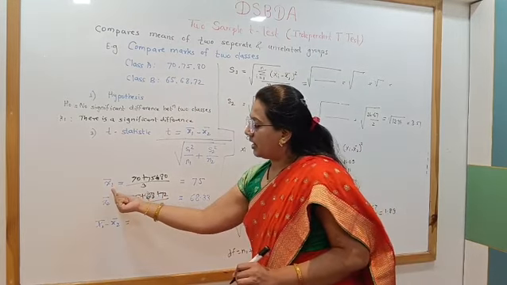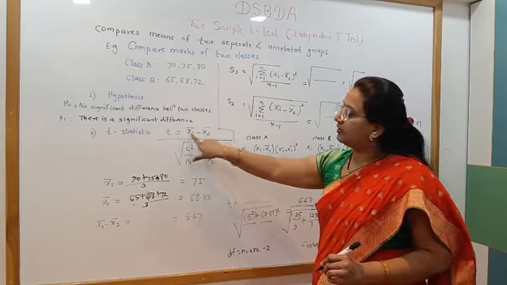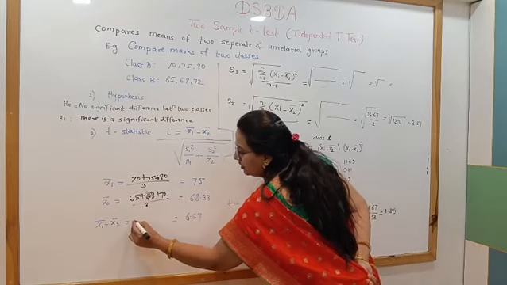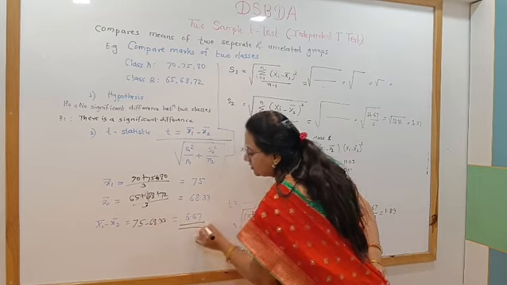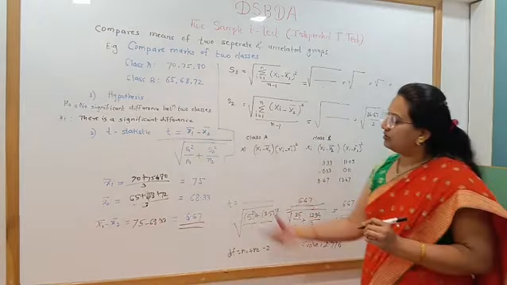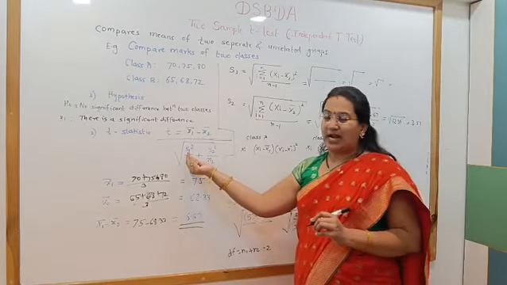So we got the x1 bar and x2 bar. In our formula we require their difference. So we calculate the difference: 75 minus 68.33. So it is 6.67. This is the first term we got. Now I want to calculate the standard deviation.